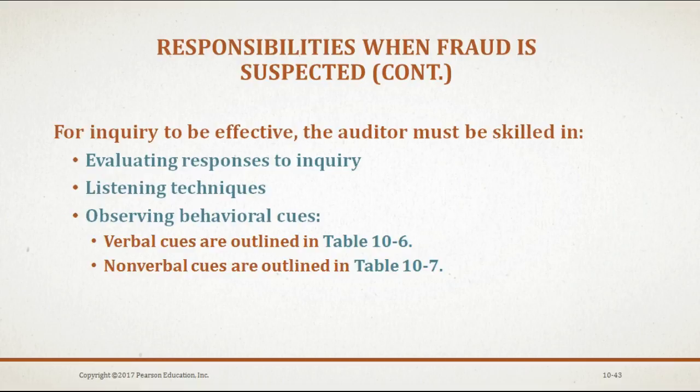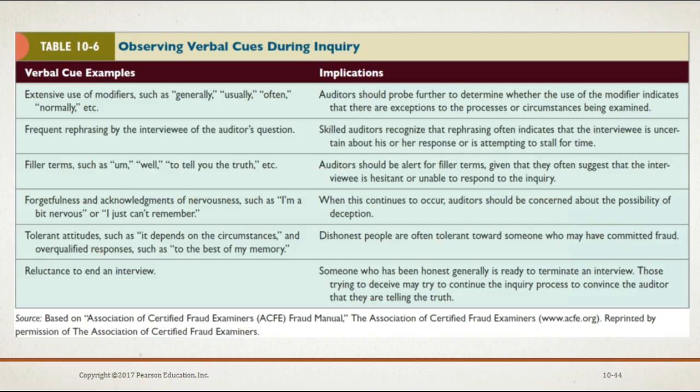For inquiry to be effective, the auditor must be skilled in evaluating responses to inquiry, must have effective listening skills, and must have the ability to observe behavioral cues. Table 10-6 outlines verbal cues that the auditor must observe during an inquiry. Verbal cues may indicate the responder's nervousness, lack of knowledge, or even an act of deceit. In addition to observing verbal cues, the use of inquiry allows the auditor to observe nonverbal behaviors. You can find Table 10-6 on page 321 of your textbook.